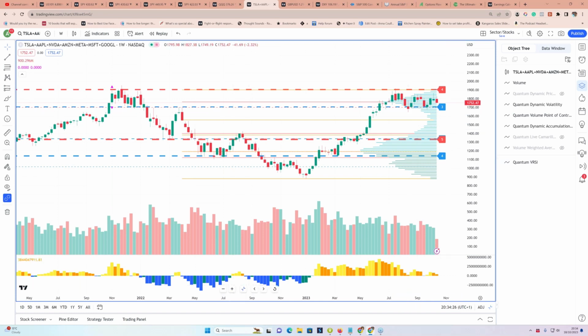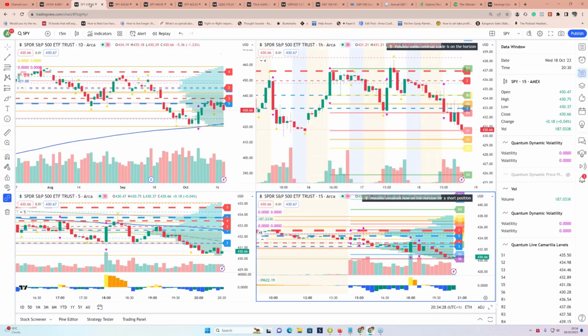Going back to our multiple timeframes, I'm going to move over to David in a second. What are we seeing at the moment? Let's have a look. Let's go back to the 5-minute chart. Let's see.